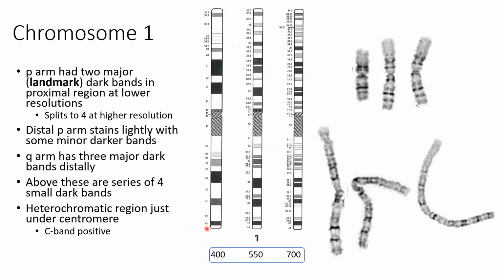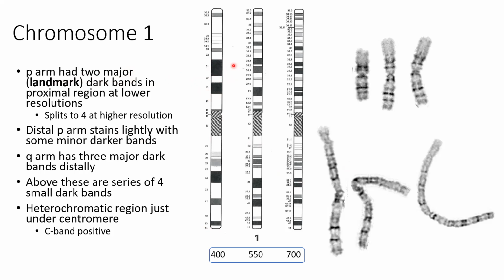So how do we identify a one from a two from a three? First of all, one is the largest chromosome, and at the 400 band level, it's got two major landmark dark bands. This is in the proximal region of 1p.